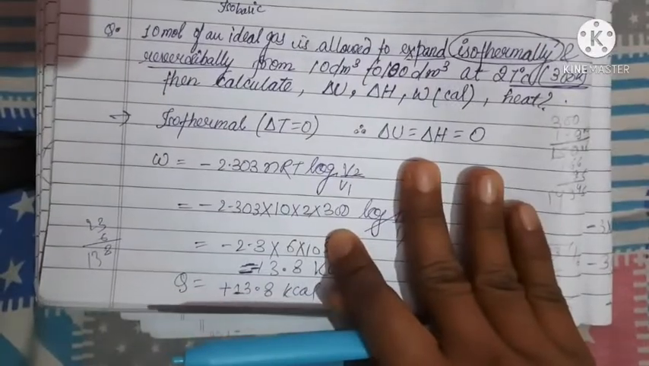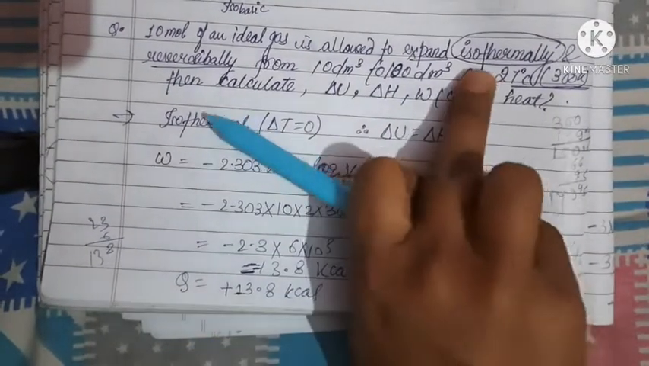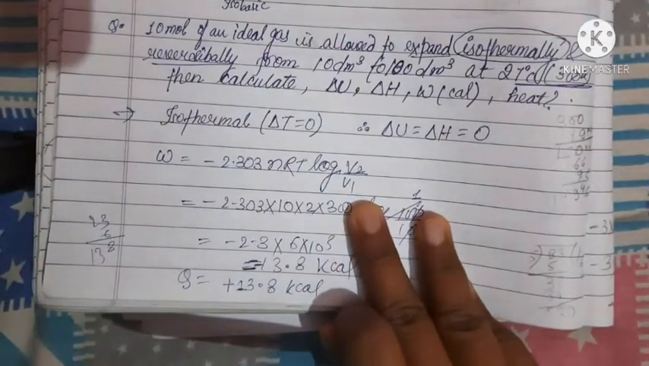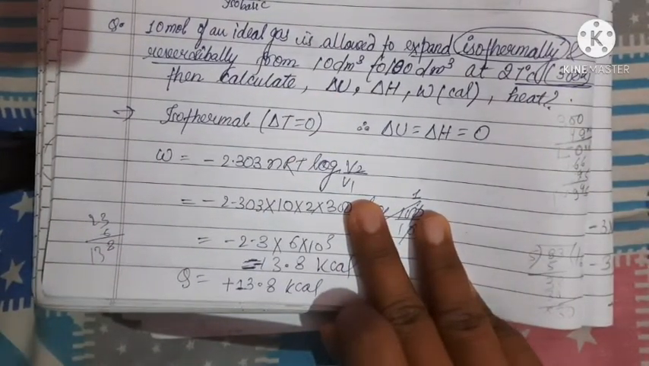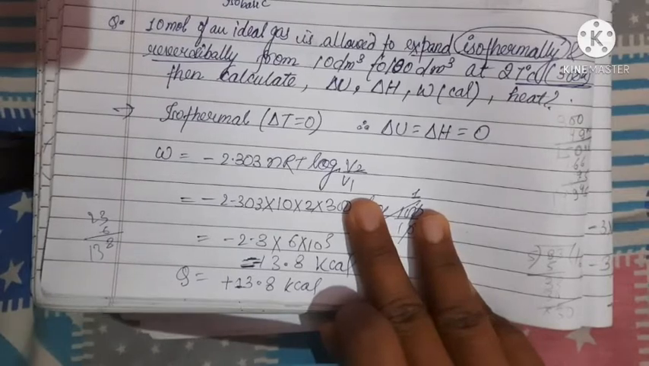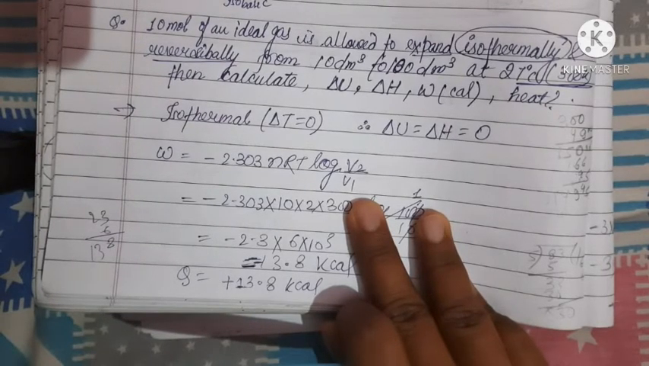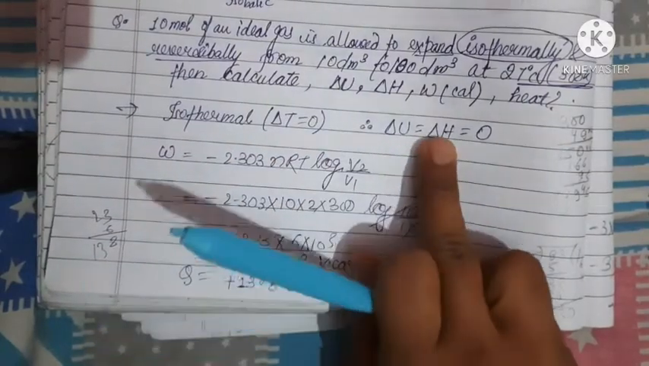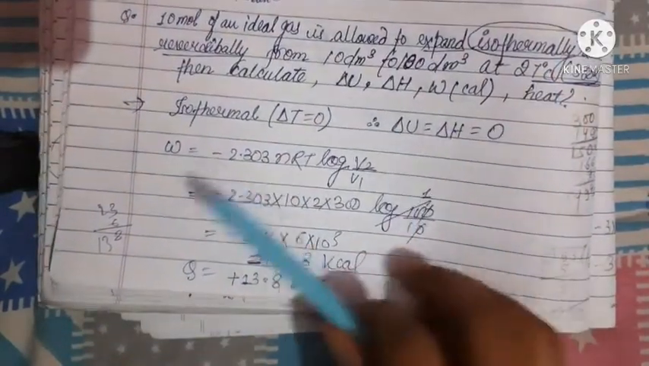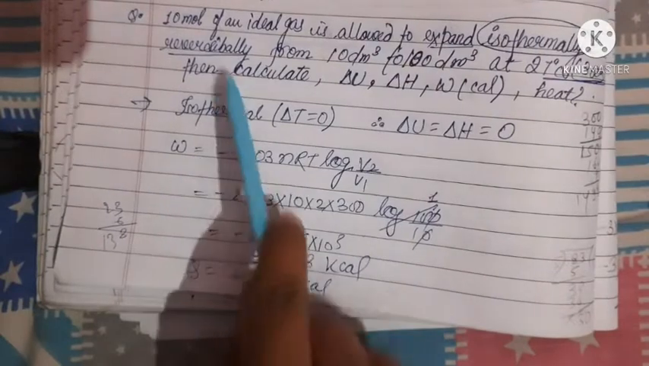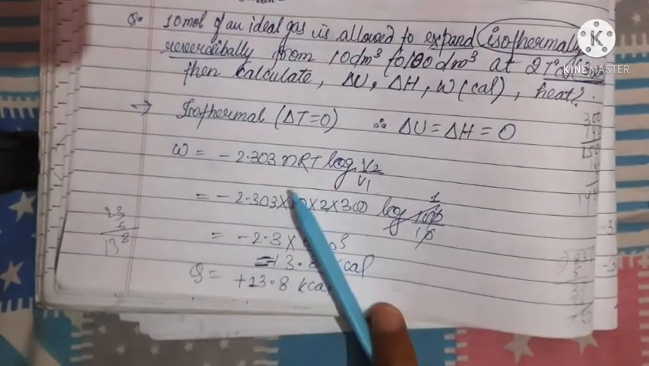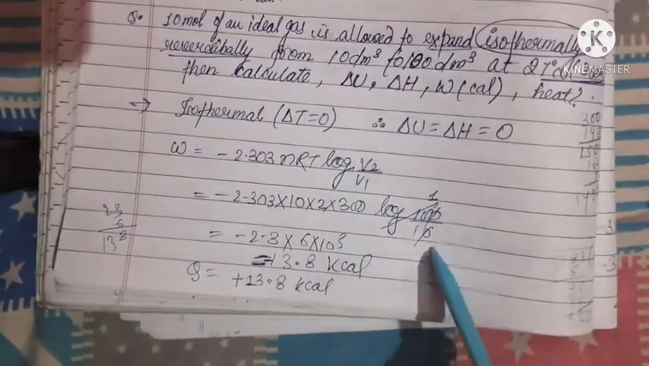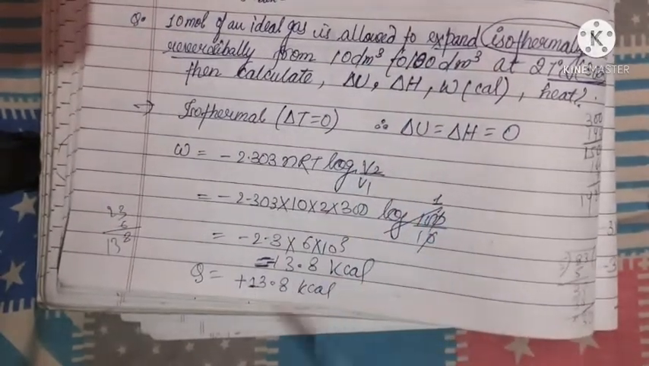10 moles of an ideal gas is allowed to expand isothermally and reversibly from 10 decimeter cube to 100 decimeter cube at 27 degrees C, 300 Cal. Then calculate delta U, delta H, W and heat. Isothermal, so delta T equal to 0, delta U and delta H are 0. So firstly we will calculate work. Since it is reversible, we will use the formula for reversible work: minus 2.303 nRT log V2 by V1. 100 by 10, so log 10 comes 1. So the value is this.